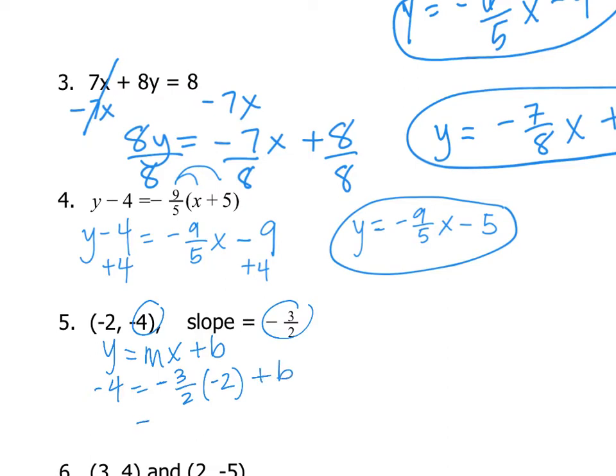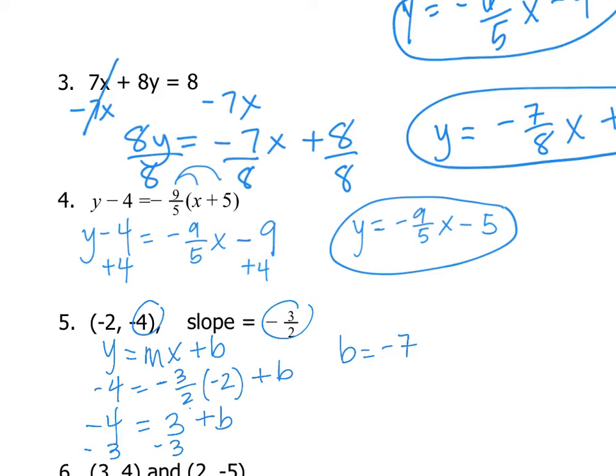Okay, so negative 3 halves times negative 2, that is going to give me positive 6 over 2, which simplifies to 3. So I have 3 plus b on the right and negative 4 on the left side. Now all I need to do is subtract 3 on both sides. So then I get b equals negative 7. That is not your answer. Don't stop. Okay, because now you need to plug that and your slope into slope-intercept form.